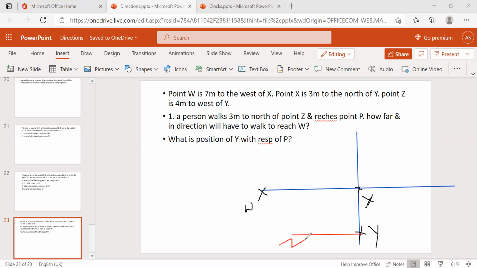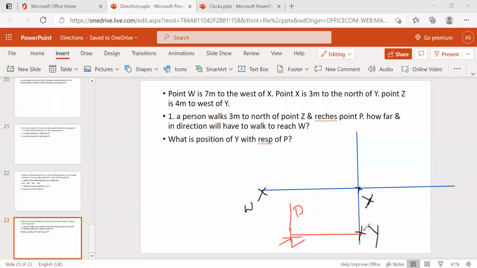It is W, X, Y, Z. They're given that a person walks 3 meters north of point Z. Point Z is this one. So 3 meters, he walks towards north, like this, and reaches point P. This is P. How far and in which direction must he walk to reach W?